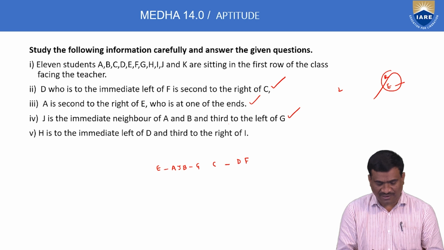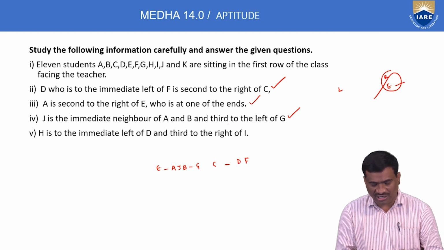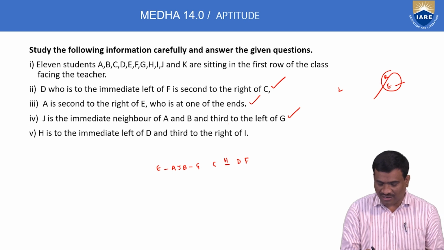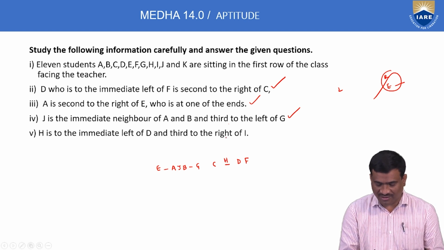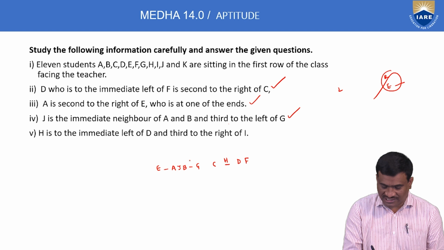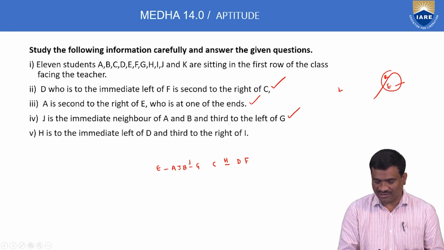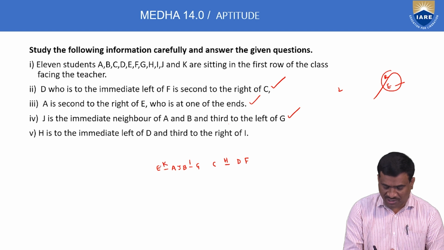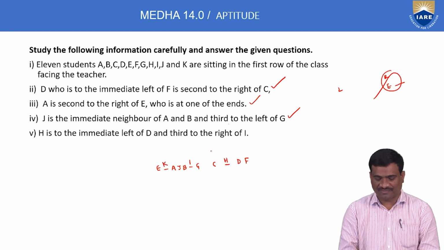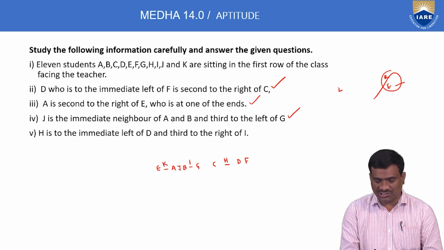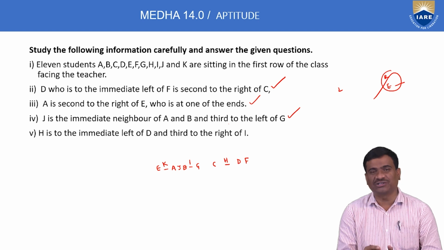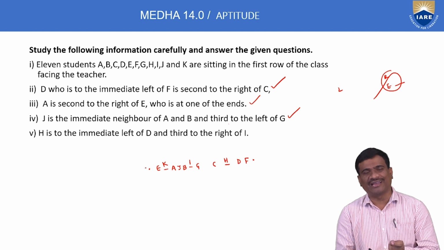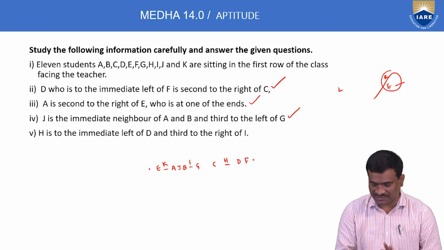Next, the fifth statement. H is to the immediate left of D. This point is called D. And third to the right of I. Third to the right of I means this position is called I. All are completed except K. K goes here, this place only, because all remaining persons are completed. E, K, A, J, B, I, G, C, H, D, F. This is called the seating arrangement concept, line concept and circle concept.